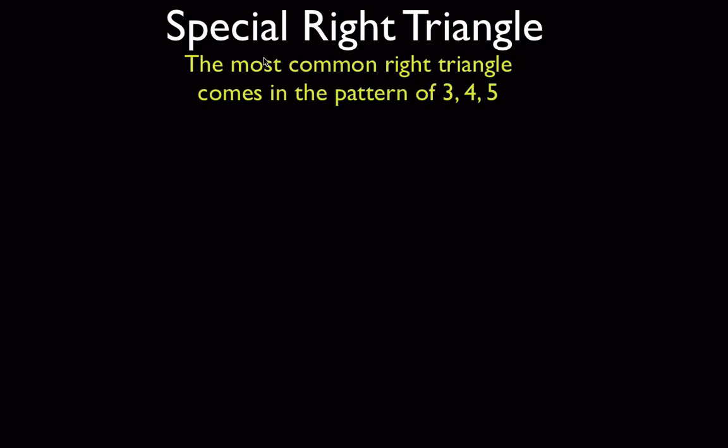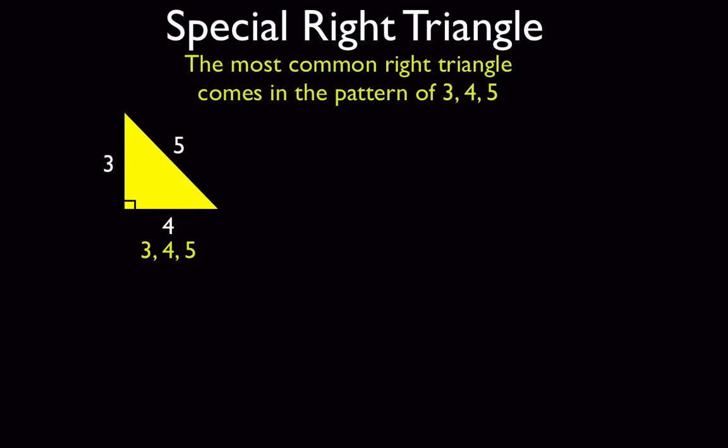So first one, 3, 4, 5. The most common of right triangles is a 3, 4, 5 right triangle, meaning one side's 3, one side's 4, one side's 5. Obviously, 5 has to be the hypotenuse because the longest side is always the hypotenuse. But what we know about these triangles is basically if we take all of the sides and multiply them by the same number, it'll work.